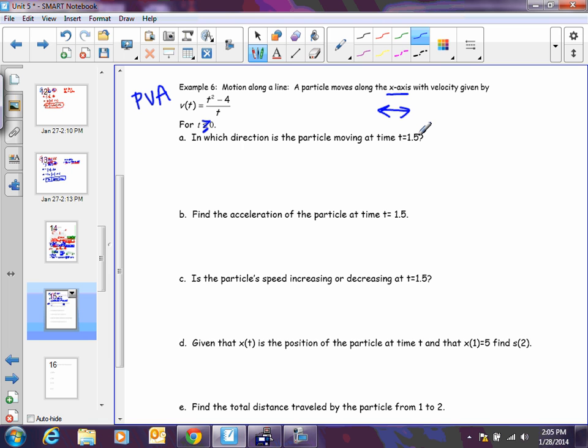So what are we looking for here? What's positive or negative? The velocity, right? So we're going to do v of 1.5, which means we're going to do 1.5 squared minus 4 over 1.5. And feel free to use your calculator. I believe you get negative 7/6. Someone can double check my memory. And so that means that this particle is moving left, because v of 1.5 is negative.